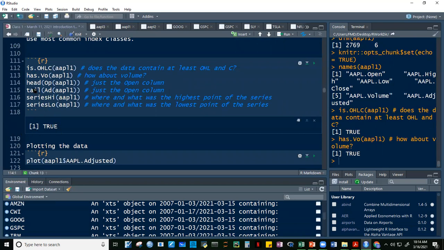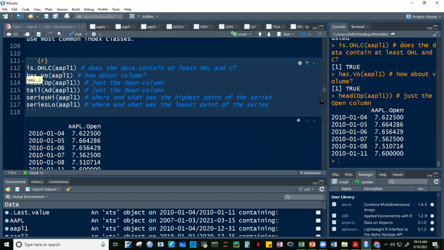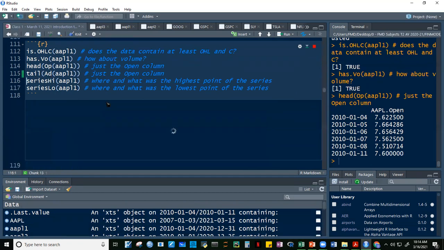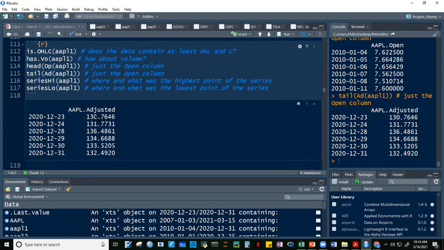Okay. And then let's use the head of the opening prices of Apple 1. So take a look at this code. Head, by default, gives us the first 6 observations. And then the opening price of AAPL1. So this gives us the first 6 observations of our Apple 1, or the last 6 using the tail of the adjusted. So that's adjusted, AD, the last 6 up to December 31.